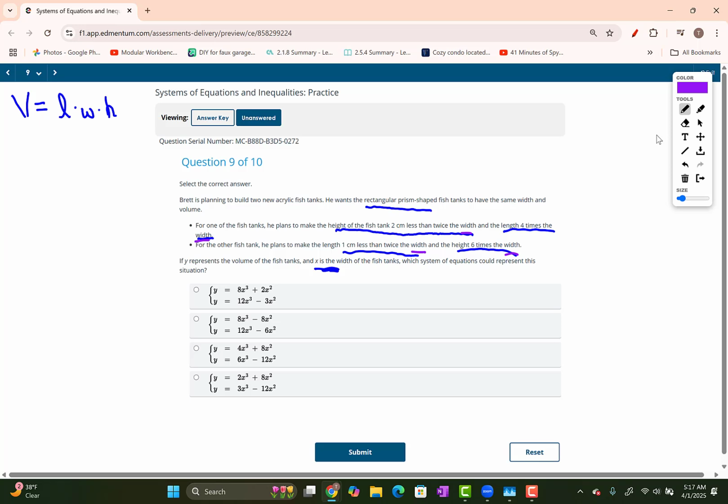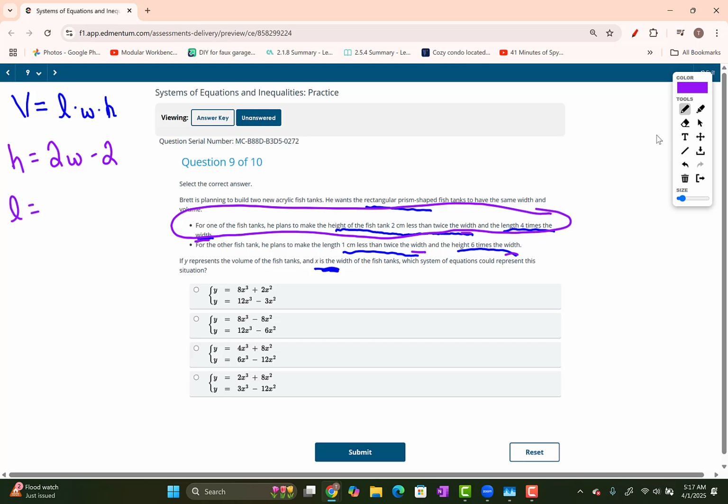So let's take the first fish tank, that first bullet point. It tells us the height of the fish tank. So I'm going to rewrite: the height is 2 centimeters less than twice the width. You've got to be careful, because it's not 2 minus 2w, but 2 centimeters less than something. If you take 2 centimeters less than something, you're actually subtracting that 2 from the something, which happens to be whatever twice the width is. So that's our new height.